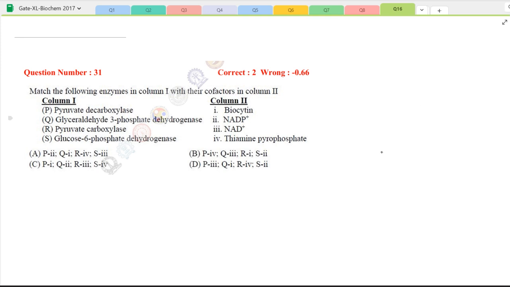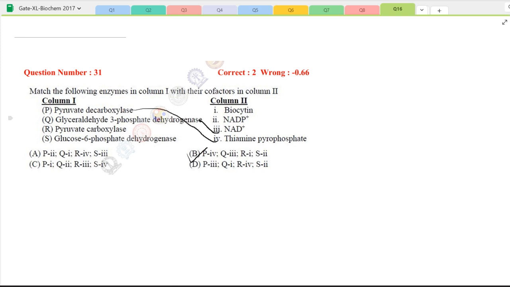So here, match the following enzymes in column 1 with their cofactors in column 2. So here, the correct answer here is option B, which is this. So here, if you look at the option, pyruvate decarboxylase has thiamine pyrophosphate, TPP. If you know the way how pyruvate decarboxylase works, that is the cofactor for this. Glyceraldehyde 3-phosphate dehydrogenase, that is Q, has NAD plus as the cofactor.